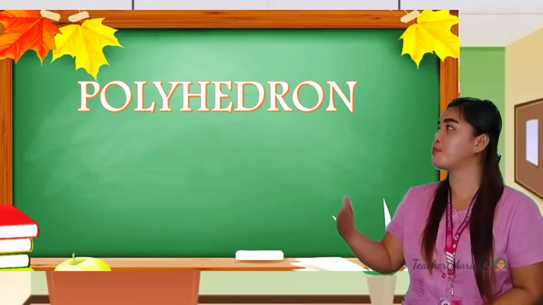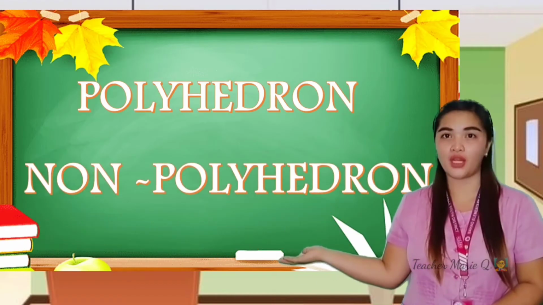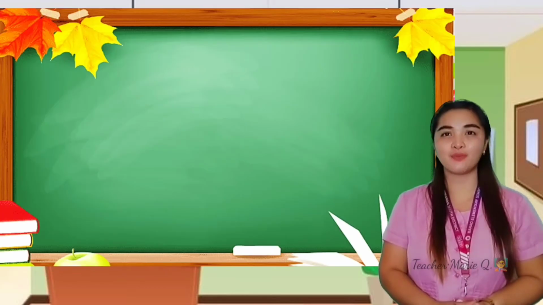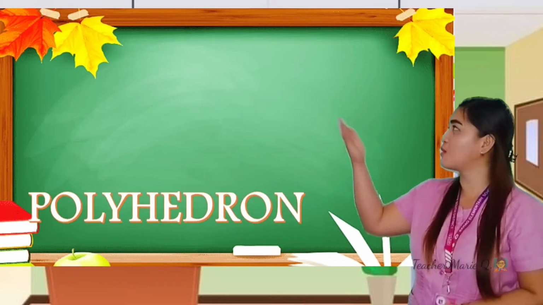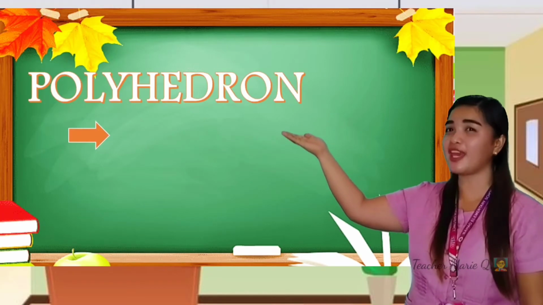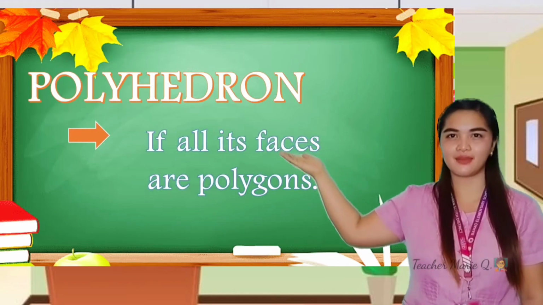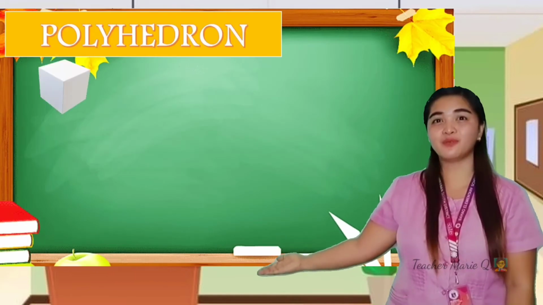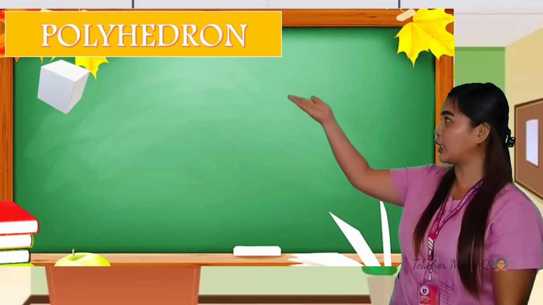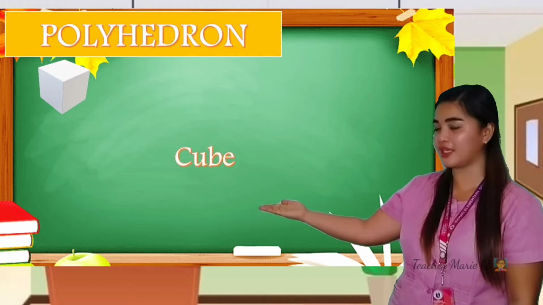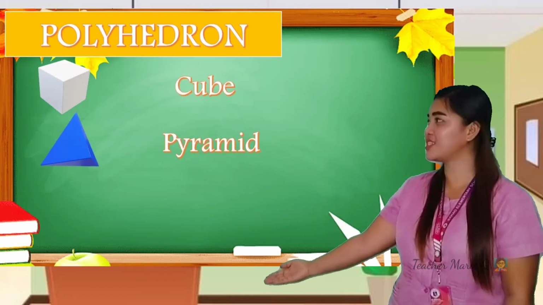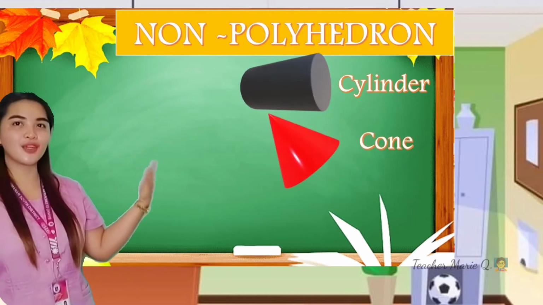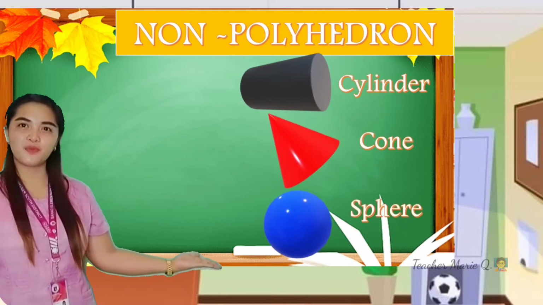Figures are either polyhedron or non-polyhedron. What is the difference between the polyhedron and non-polyhedron? A polyhedron is a figure where all its faces are polygons. Otherwise, it is non-polyhedron. Examples of polyhedron: the cube, pyramid, and the rectangular prism. Non-polyhedron: cylinder, cone, and sphere.